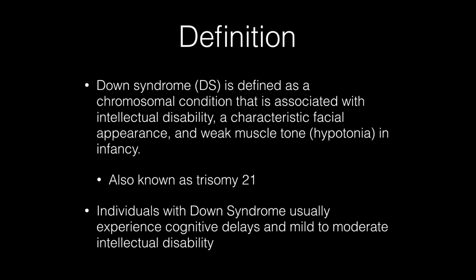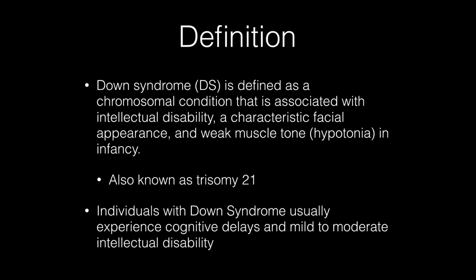Down syndrome is defined as a chromosomal condition that is associated with intellectual disability, a characteristic facial appearance, and weak muscle tone or hypotonia. It is also referred to as trisomy 21 because it is a genetic disorder caused by a third copy of chromosome 21. It is a naturally occurring chromosomal arrangement that affects 1 out of every 800 people, and it is the most common chromosome abnormality in humans.